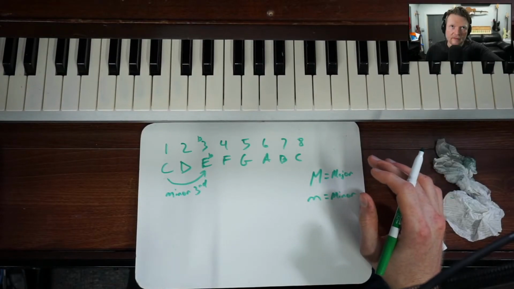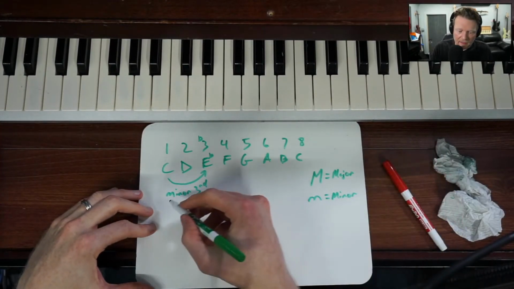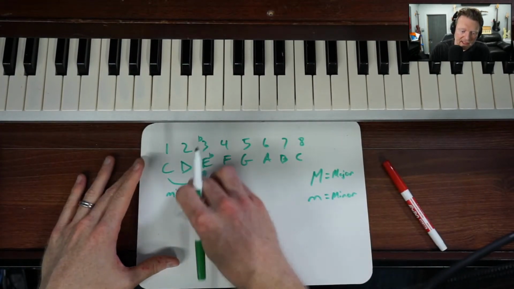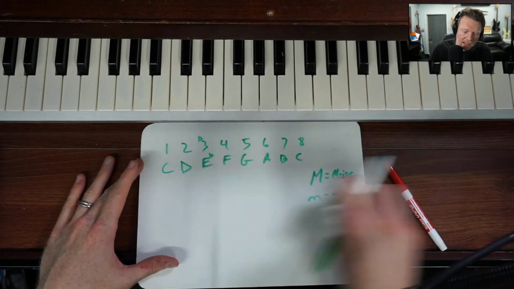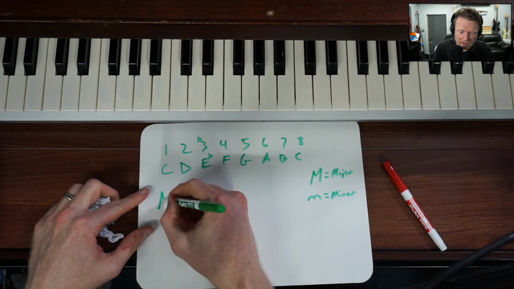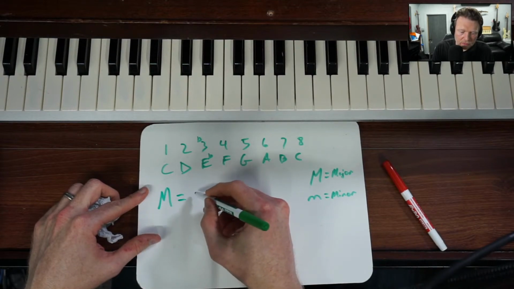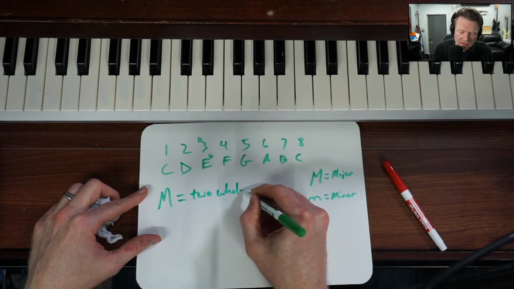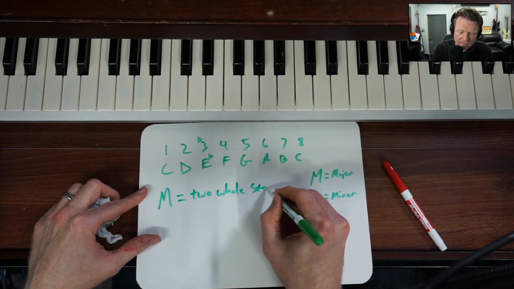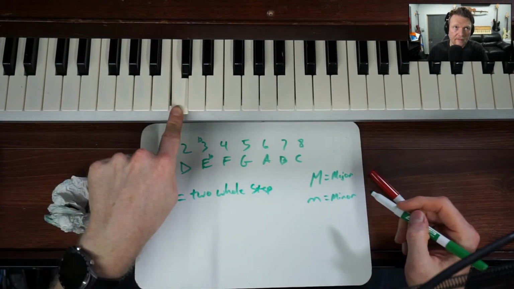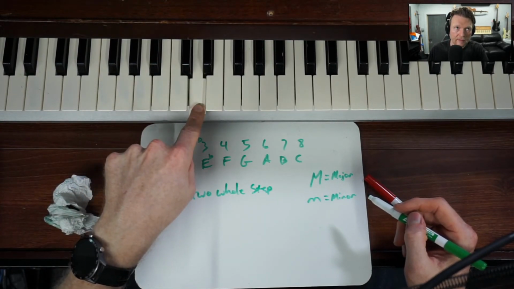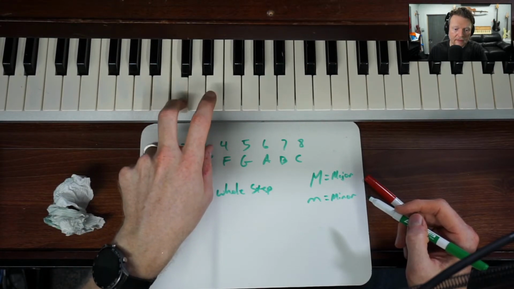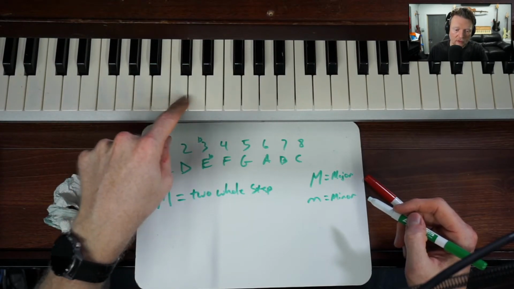Let me show you on the keyboard how this works. If you're like, oh, I don't want to think about jumps and minor thirds, this is so easy. A major third, so a big M, is equal to 2 whole steps. So if we have C, we go up a whole step and a whole step. That's our major third. There's the jump. A whole step and a whole step.